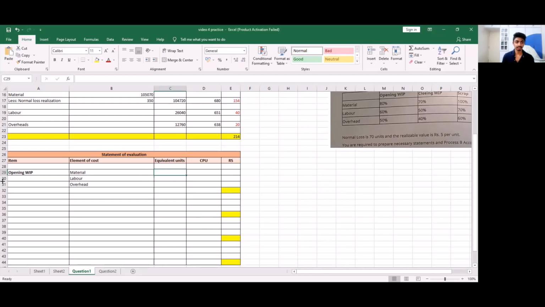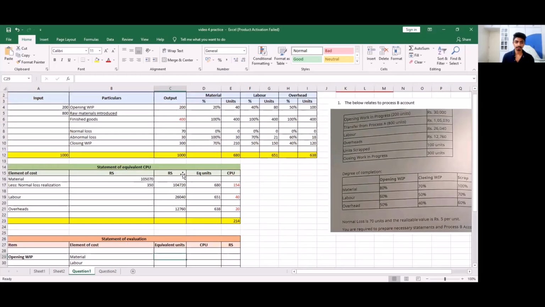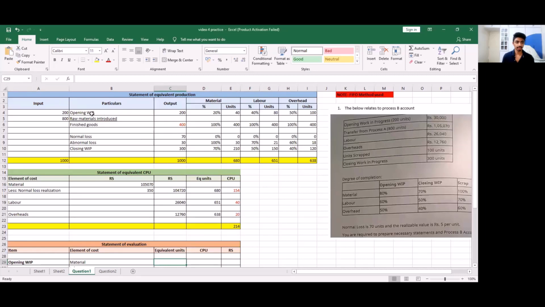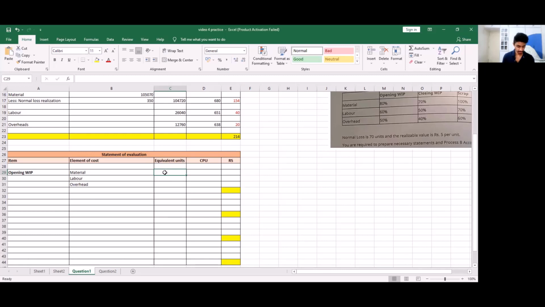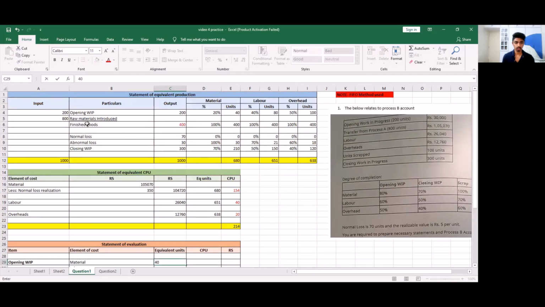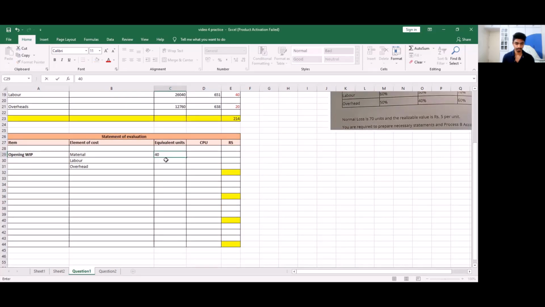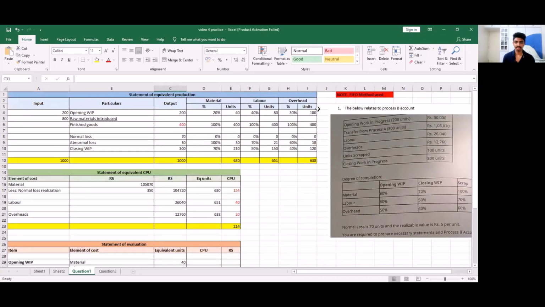So we are finding the equivalent units for opening work in progress and material. So we go on to find opening work in progress in our particulars, and for materials under units we have 40. So we write this as our equivalent units. Similarly, for labor, so this time it's opening work in progress, labor. So opening work in progress, labor is 80 units. And finally, for overheads, we do the same thing. We have 100 units.